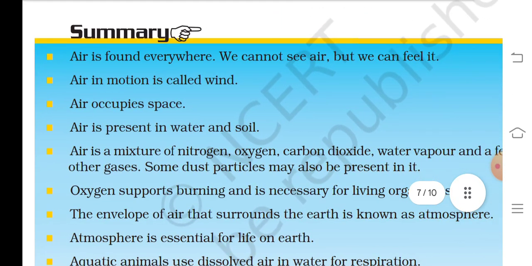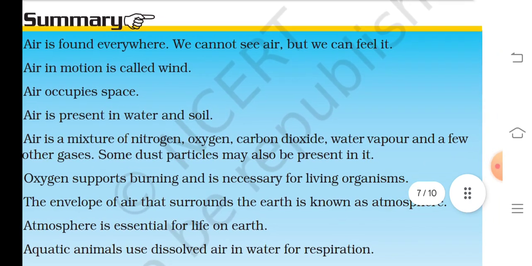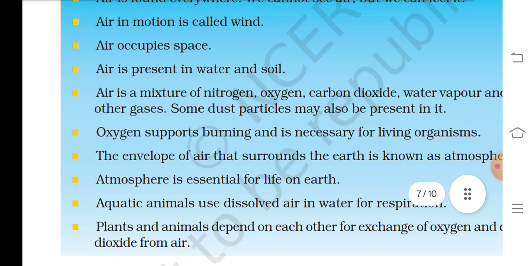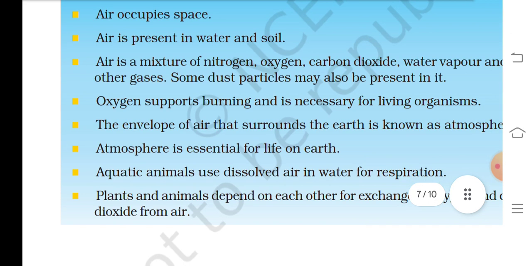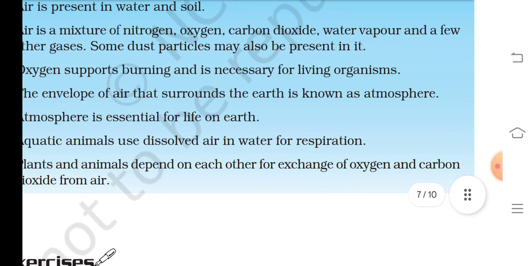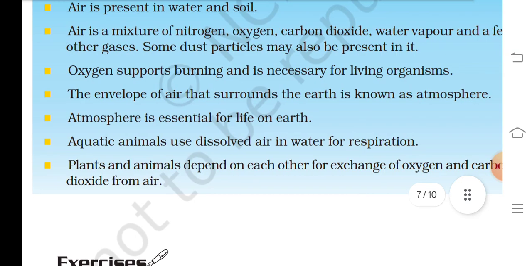Summary: air is found everywhere. We cannot see air, but we can feel it. Air in motion is called wind. Air occupies space. Air is present in water and soil. Air is a mixture of nitrogen, oxygen, carbon dioxide, water vapor, and a few other gases. Some dust particles may also be present in it.